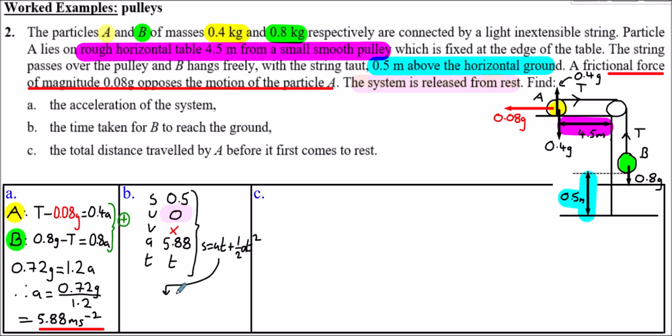So s is 0.5, so we've got 0.5 equals ut. Well, ut is just 0, because the initial speed is 0. So we're going to have half times a, which is 5.88, t squared. So therefore we can calculate t directly. t is going to be the square root of 0.5 divided by half times 5.88.